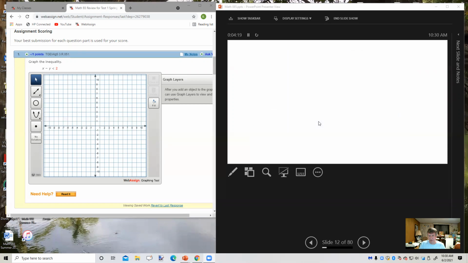So let's find that. Okay. On the WebAssign screen, we see it says graph the inequality x minus y is less than 2. First of all, we're going to take the inequality x minus y less than 2 and turn it into an equation temporarily. So we're going to take the equation x minus y equals 2. Then we're going to find two ordered pairs that are solutions to that equation.